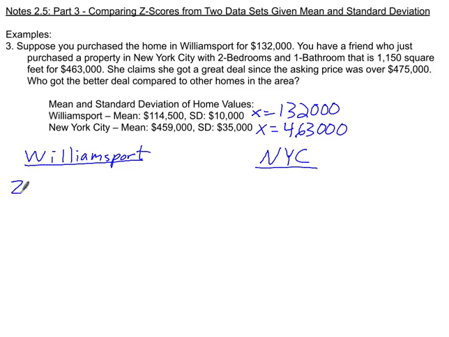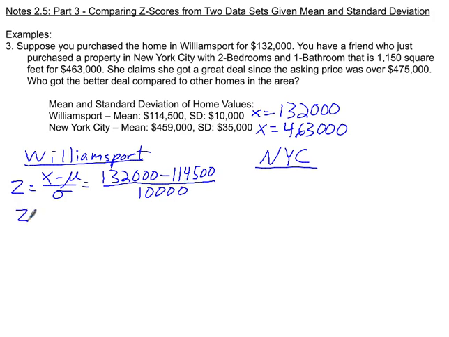Alright, so for Williamsport, setting up the z-score formula, we have 132,000 minus 114,500, all divided by the standard deviation of 10,000. This gives us a z-score of 1.75. Right, so it's still above the mean, but it's not unusual. Right? It's 1.75 standard deviations above the mean, so it's still kind of high though.